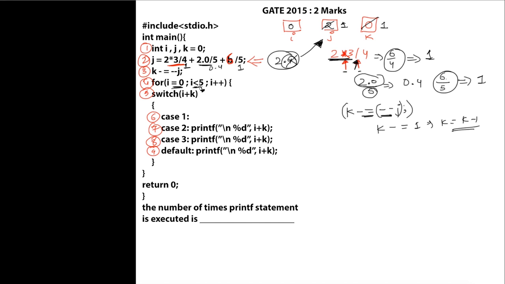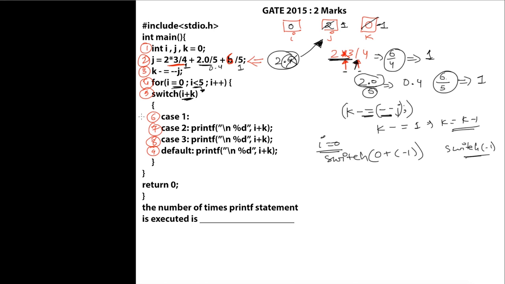Okay, now in this switch statement we are going to do I plus k, right? So whenever the value of I is 0, the switch statement will become I plus k. I is 0 and the value of k is minus 1. Okay, so it is now going to give me switch -1. Okay, now if you check switch -1, this switch -1 does not match with any of these cases.